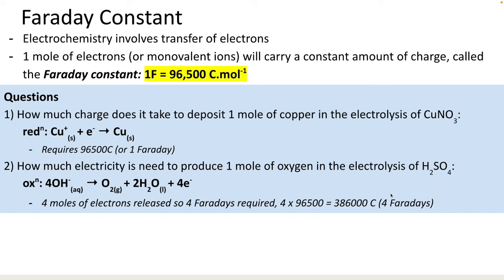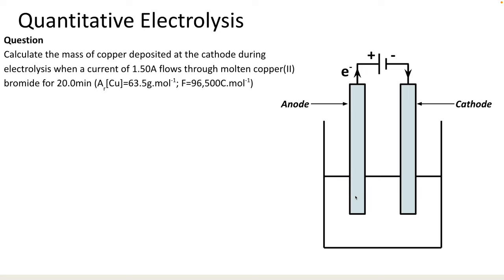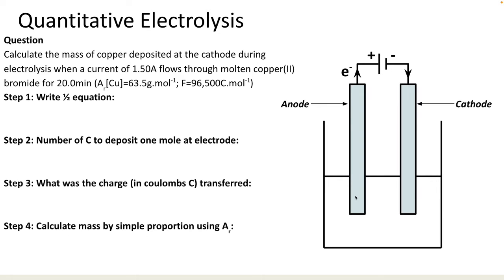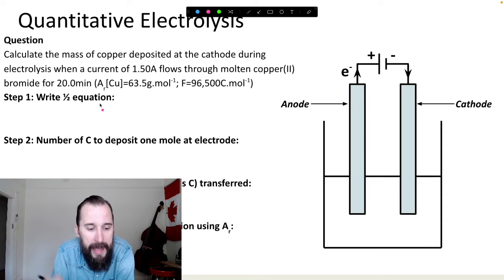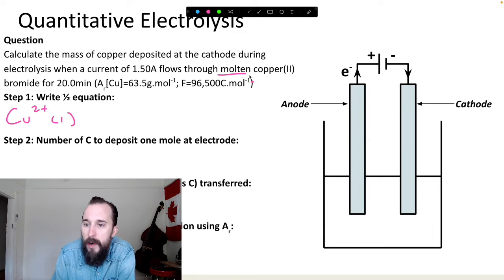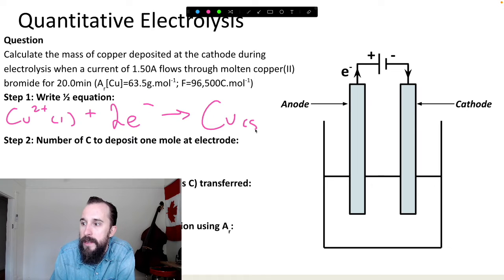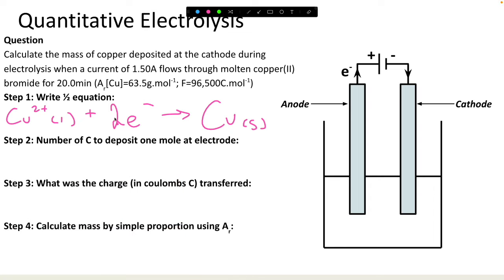So if you want to give it a crack, give it a red hot try, give it a pause, and we'll check it now. There's a few steps involved. The first thing we need to do is consider the reduction half equation occurring at our cathode. So we've got copper 2 ions. Our half equation is Cu2+ liquid, because we're molten, gaining those 2 electrons, and forming copper solid. This is really important because we need to know how many moles of electrons we're dealing with.